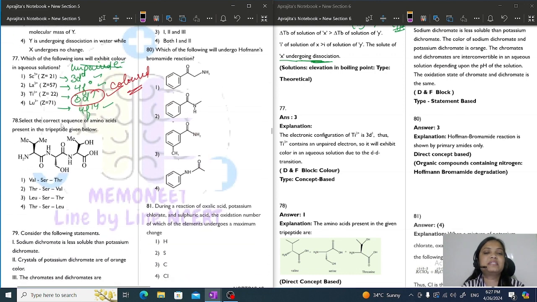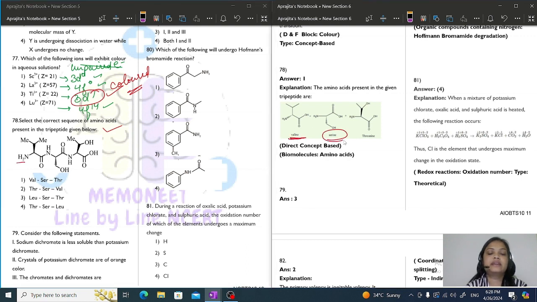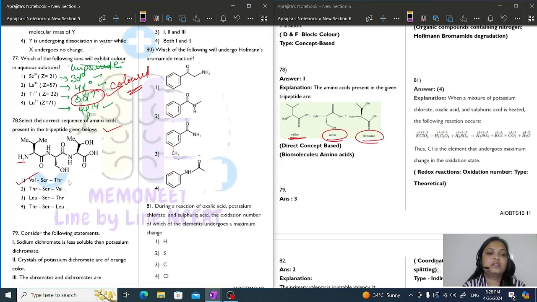Now question number 78, select the correct sequence of amino acids present in the tripeptide. Here you can see the first one is NH3. The first one is valine, then the second one is serine and the third one is threonine. So valine, serine and threonine, the answer is option A. For that we need to know the structures of these amino acids, then we can do this question.